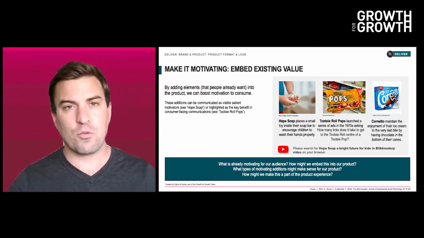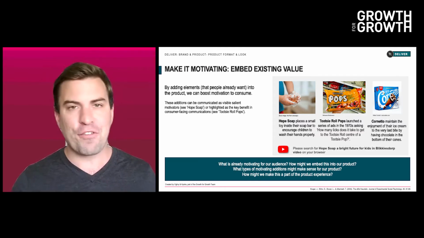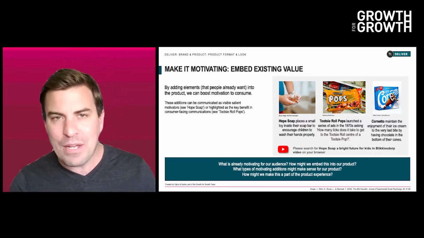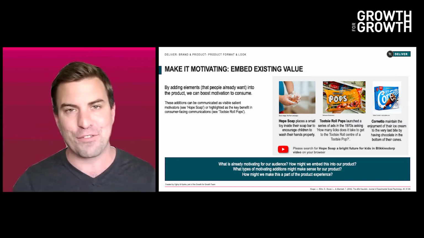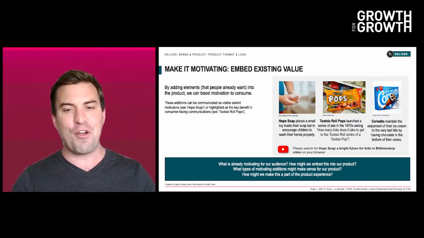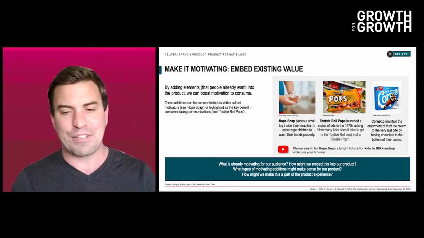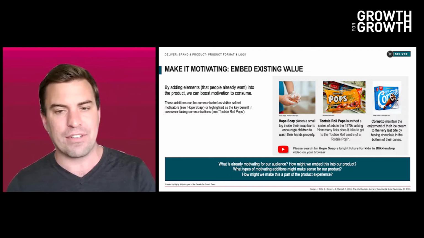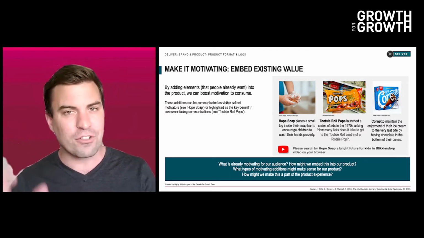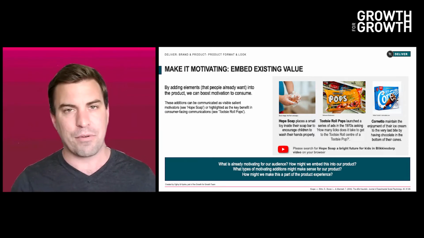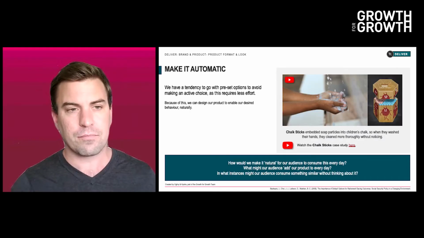So what questions might this pose for us in our own universe? What's already motivating for our audience? How might we embed this into our product? And that could be from a toy car to a wad of chocolate at the base of a Cornetto cone. What types of motivating additions might make sense for our product? And how might we make this a part of the product experience? Again, four questions that we'd like to ask to see how we can utilize this within your brand or product experience. They don't all have to be successful. You just need one to make the difference.